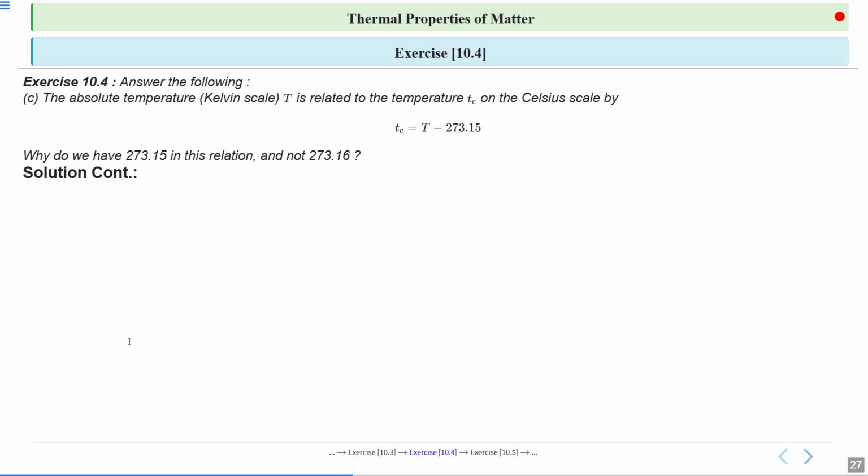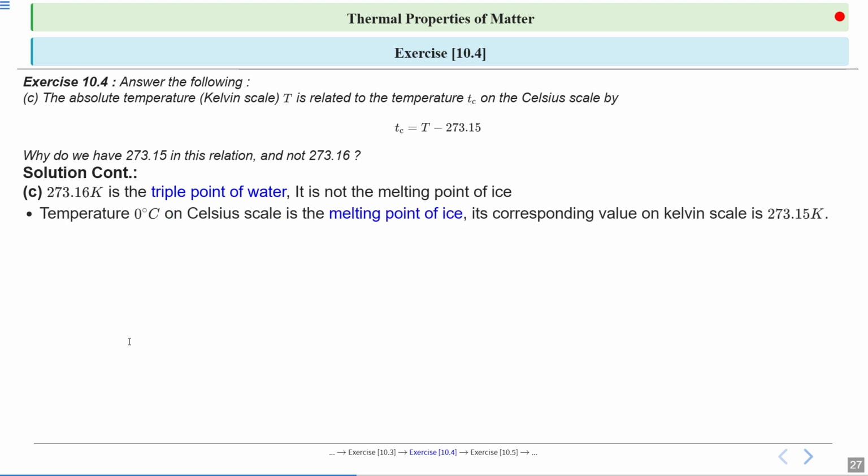Third one, the absolute temperature Kelvin scale T is related to the temperature Tc on the Celsius scale by Tc is equal to T minus 273.15. Why do we have 273.15 in the relation and not 273.16? So we know 273.16 Kelvin is the triple point of water. It is not the melting point of ice.